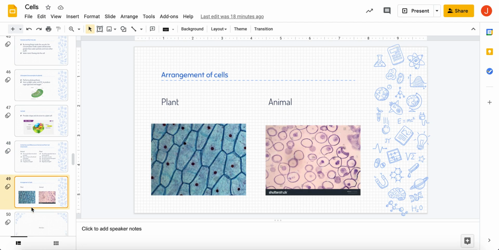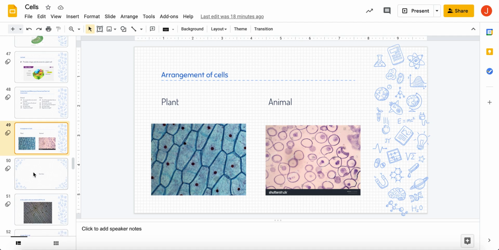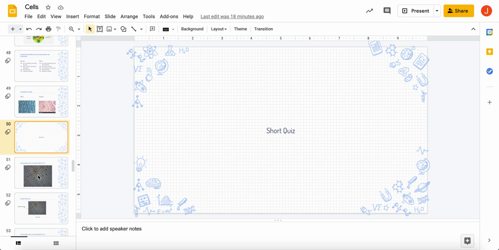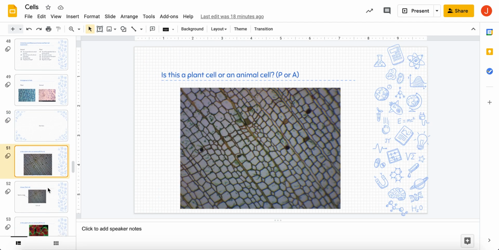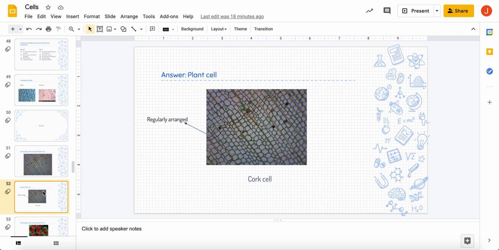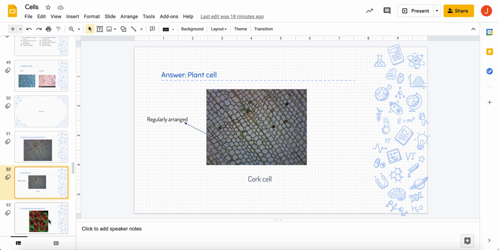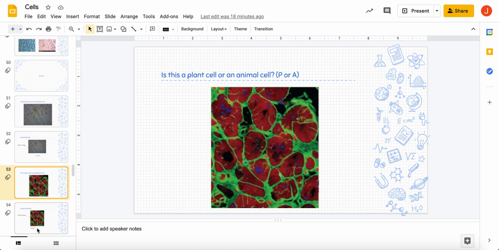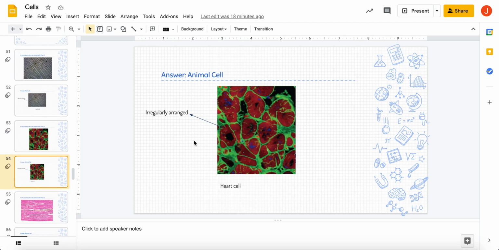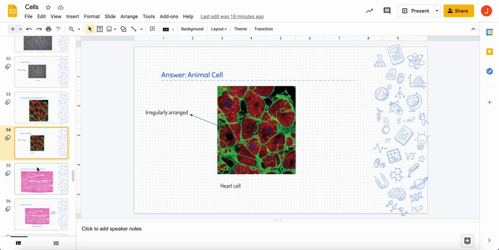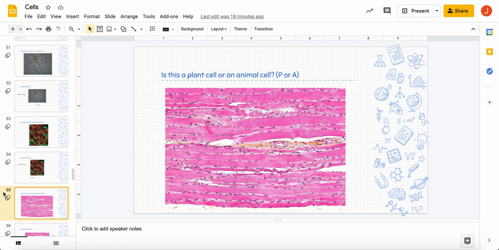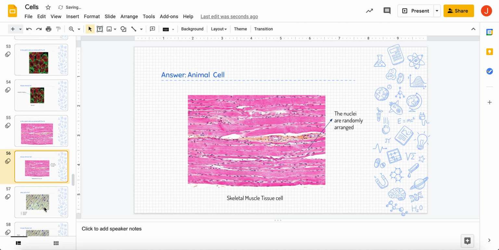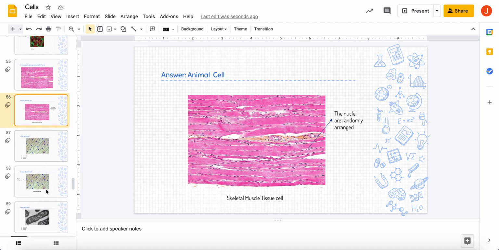The arrangement of plant and animal cells is very different. A plant cell is more regular, whereas an animal cell is more randomly arranged. To give you a short quiz, what is this? This is a plant cell because it is regularly arranged. This is an animal cell because it is irregularly arranged, and as you can see, it is very circular. This is a very tricky question. This one is actually an animal cell because, as you can see, there are no regular formats evident inside this picture.